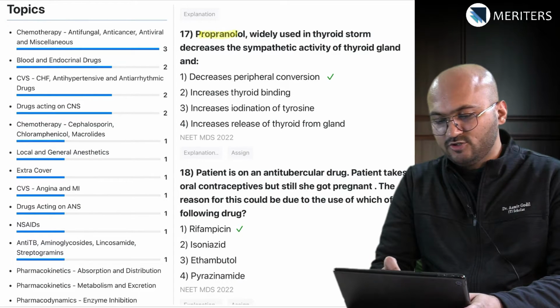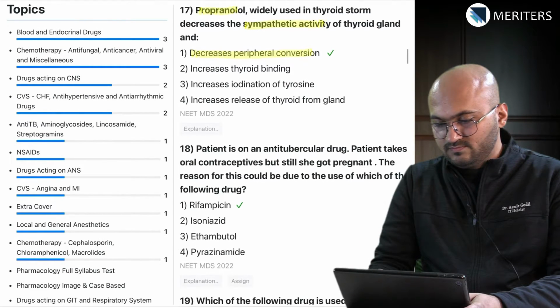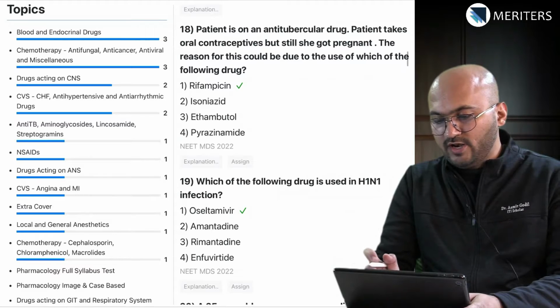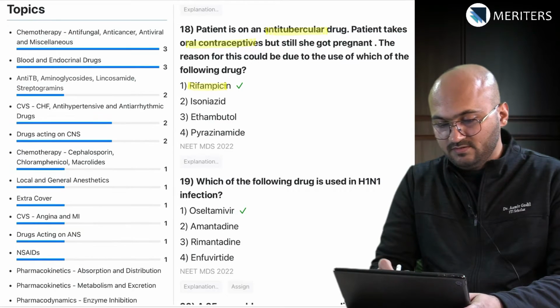Propranolol, widely used in thyroid storm, decreases the sympathetic activity of the thyroid gland and decreases the peripheral conversion. Patient on antitubercular drug takes oral contraceptives. Failure of contraception is a side effect of rifampicin.